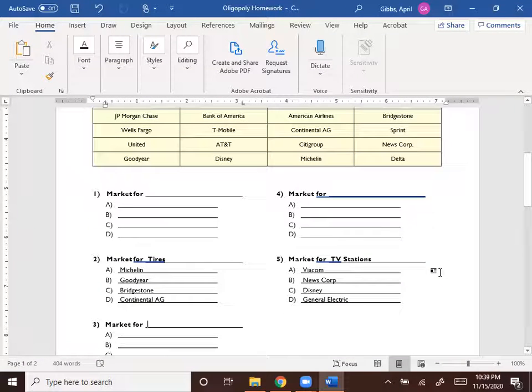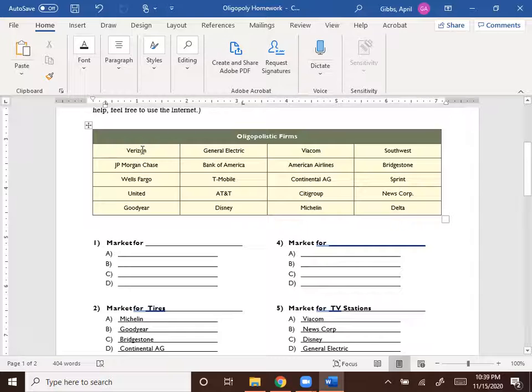So I gave you two of them. So one is tires. I don't know why I put them under 2 and 5. One is tires, because I figured you might not know these: Michelin, Goodyear, Bridgestone, and Continental AG. And the other one is TV stations: Viacom, News Corp, Disney, and General Electric. So you might want to pause this video right here and write those down.